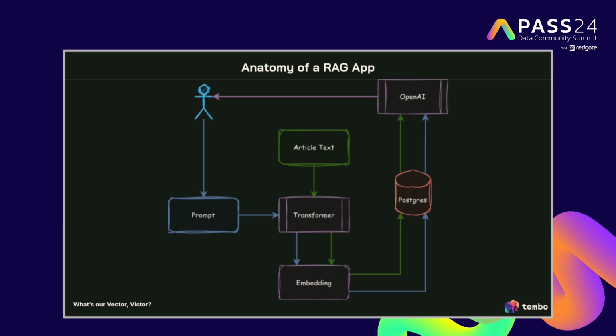All right, if I were to build a RAG app, what would I do? Well, this is how they work, right? User puts in a prompt, it goes in the transformer, some article text I've loaded it with before also goes in the transformer, gets turned into embeddings, stored in the database. That gets searched, sent to OpenAI or whatever, gets back to the user. Boy, I love draw.io, right? Great site.